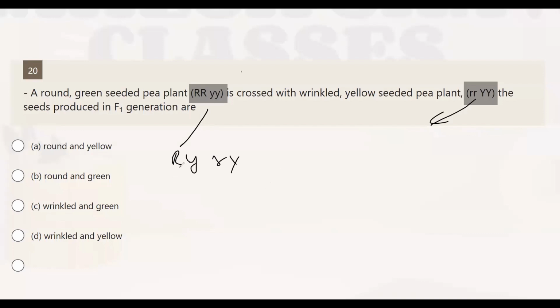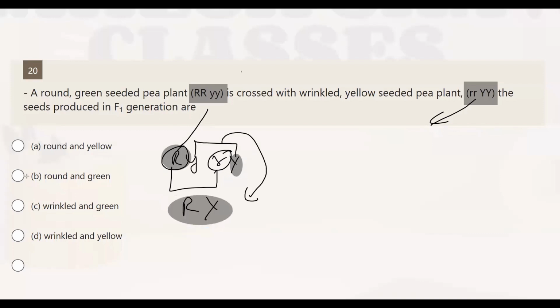So as you can see, the dominant among the shape is round, and among the color it is yellow. So it's round and yellow because they're talking about the F1 generation. The F2 generation could have been complicated, but the F1 generation is very simple. Round is the dominant character, and yellow is the dominant in the color. So round yellow is option A.